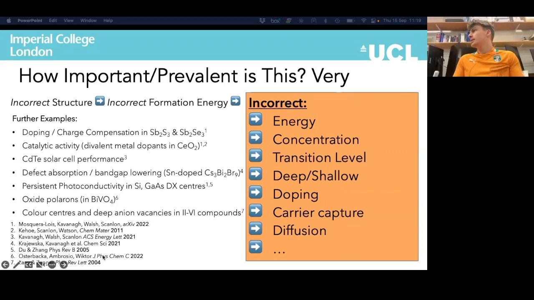And then the Lany Zunger paper was the next big one, because the DX centers were maybe back in the 80s or 90s, where they found this behavior in a range of II-VI semiconductors, and found that it explained, again, previously puzzling observations of color centers and deep anion vacancies in these compounds. But it's been noted in quite a range of different materials and affecting a range of different properties, so from doping to catalytic activity, persistent photoconductivity, defect absorption and band gap lowering, etc.